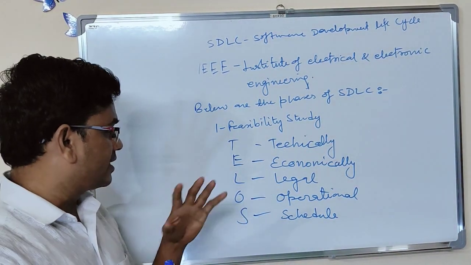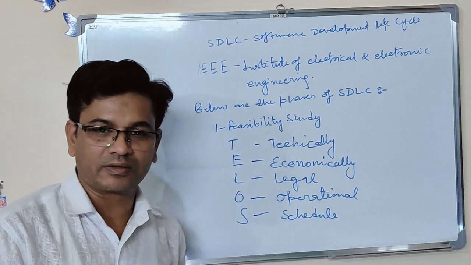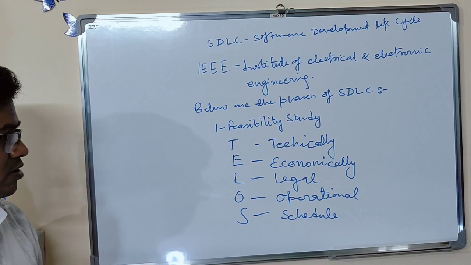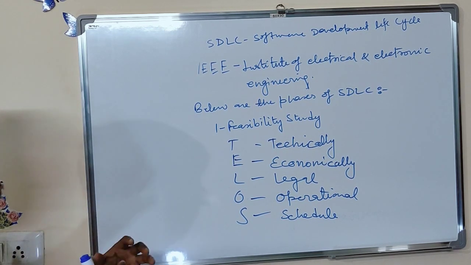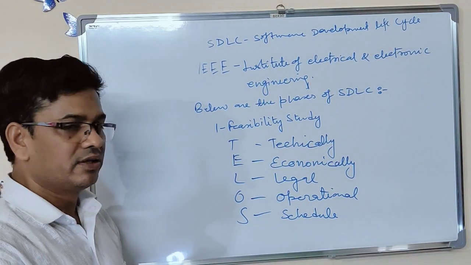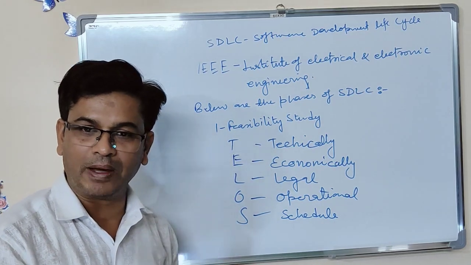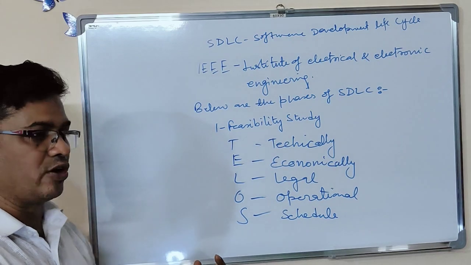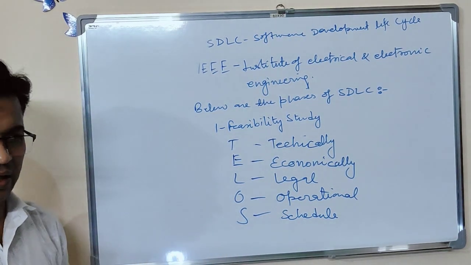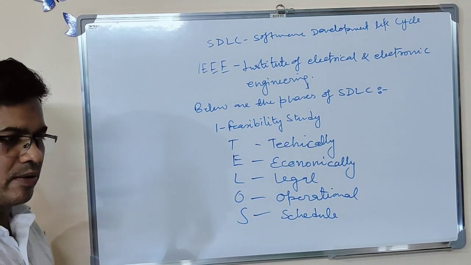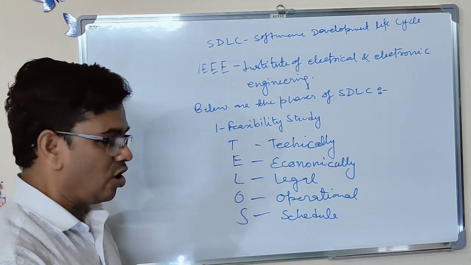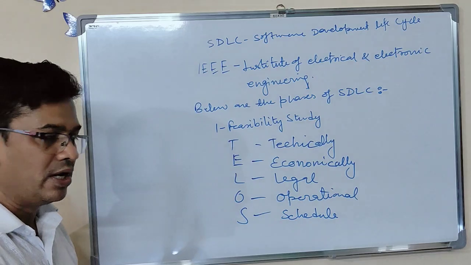Okay. The next is operational. Operational means we have a set of requirements, so we just evaluate whether our team is capable of implementing all these requirements or not. Maybe a few requirements are technically not feasible from an operational point of view.